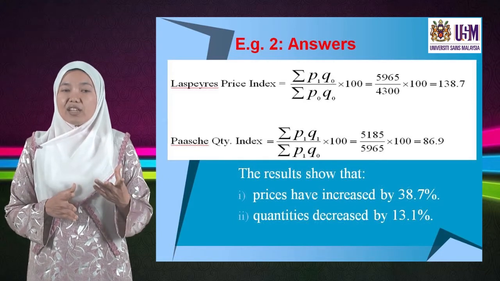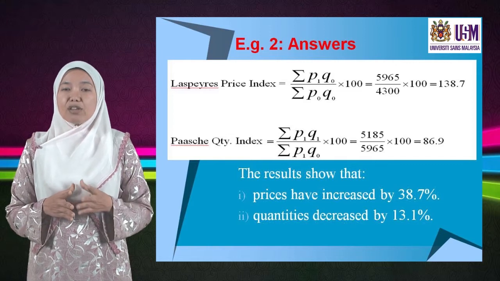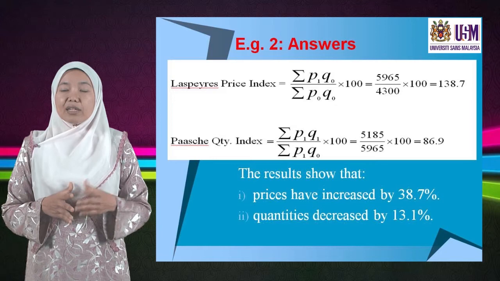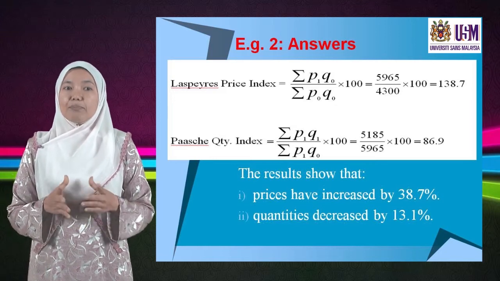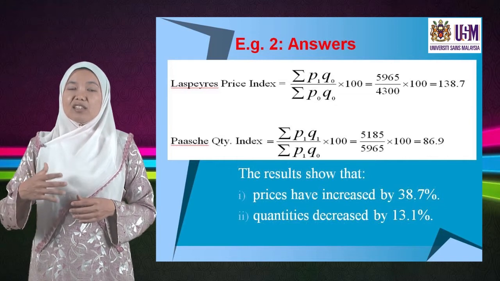Okay, Paasche index means the current year price. So 5,185 divided by 5,965 from your earlier tables, multiply by 100, so you get the Paasche quantity index of 86.9. So what does it tell you?